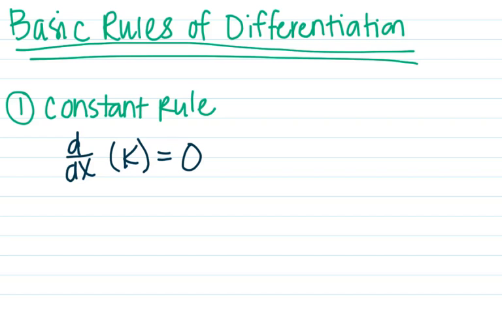And that, of course, is because the rate of change on a constant graph, which would just look like this, there is no change, right? It's just staying flat, and thus the slope or rate of change is always 0.